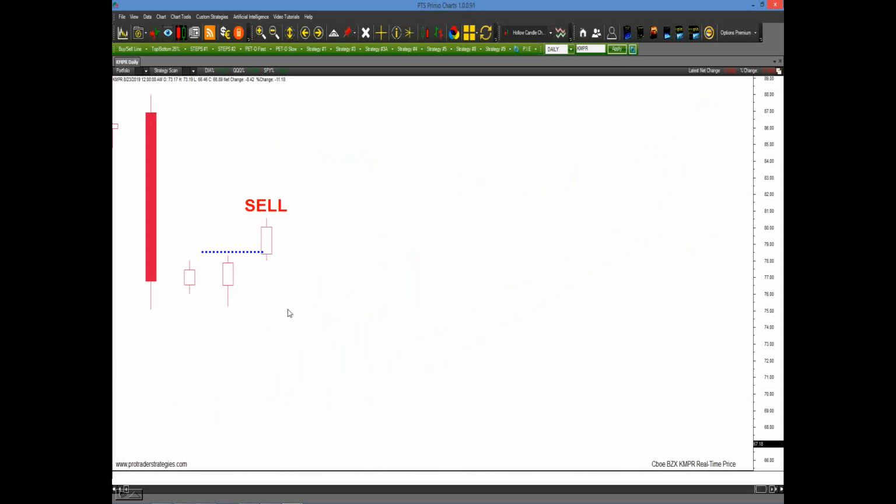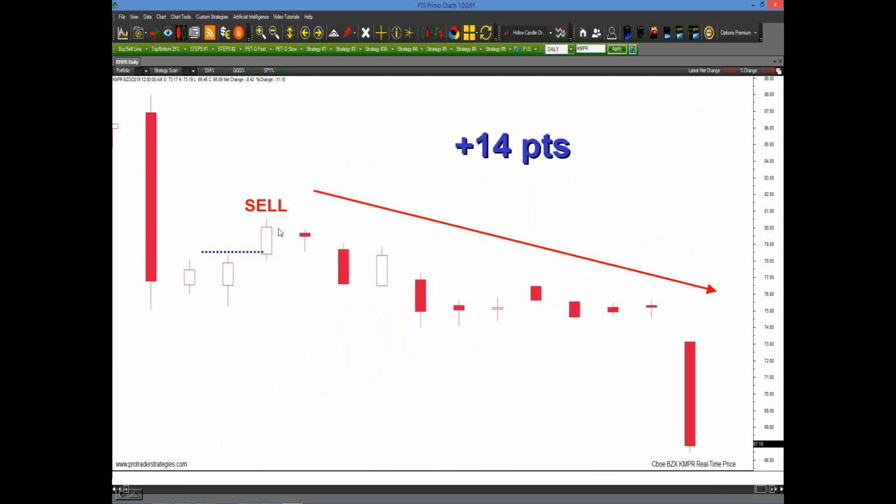All right, let's look at an example in KMPR. Here's the setup, a high, and then the second bar closes above that. They're both colored red, 14 quick points to the downside.